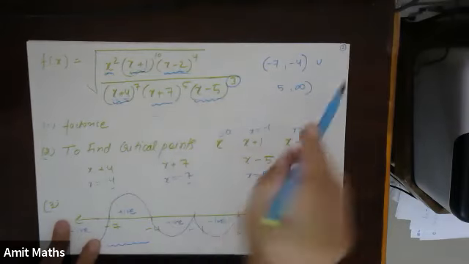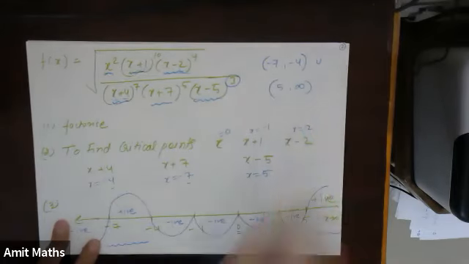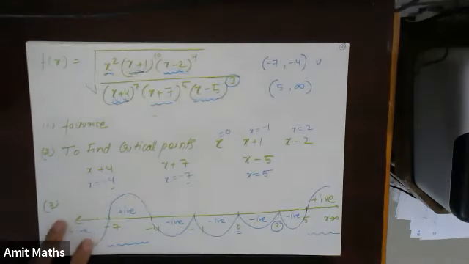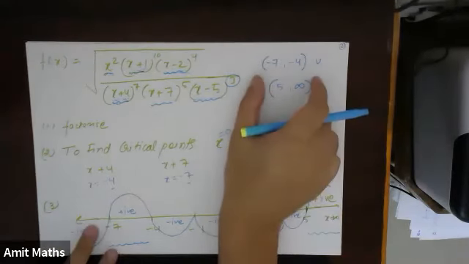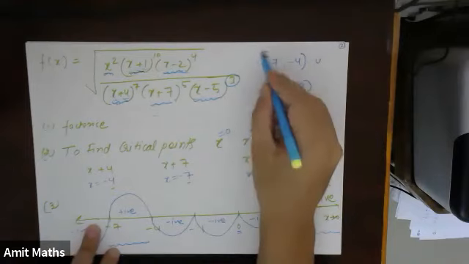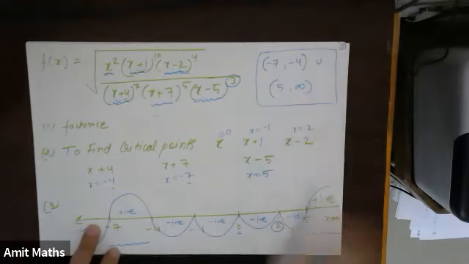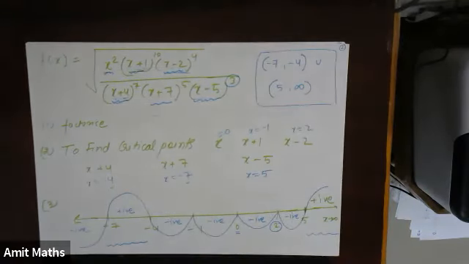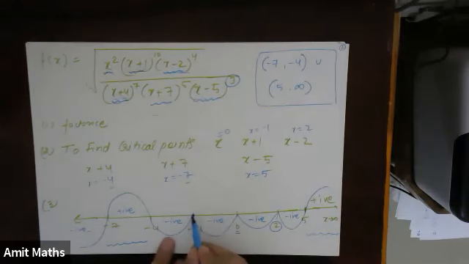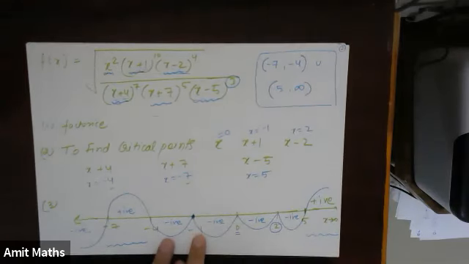So again, 5 cannot be included either. Understood? Now, is this the complete answer? Is this domain the complete answer? No. Why is it not the complete answer? See, what is happening at -1?